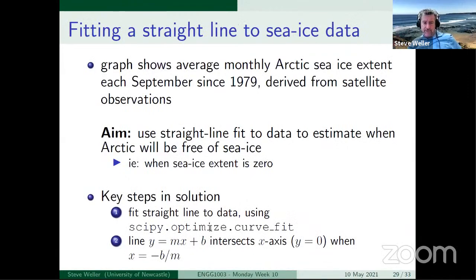And so there are two key steps in the solution. We're going to use the SciPy curve_fit function, and we're going to use it to generate a straight line fit. Then we're going to use that in the second stage of the problem. We're going to take that straight line fit and extend it out to the point at which the y-axis, the sea ice extent axis, is zero, and the line y equals mx plus b intersects the x-axis, namely when y is equal to zero. If we rearrange that for x, if we can estimate what the gradient and intercept of the best straight line is, we can estimate the x, which is the year in which the sea ice extent will be zero.